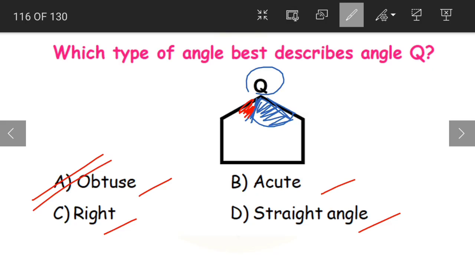Yes, the angle Q is greater than the right angle. So, angle Q is our obtuse angle.